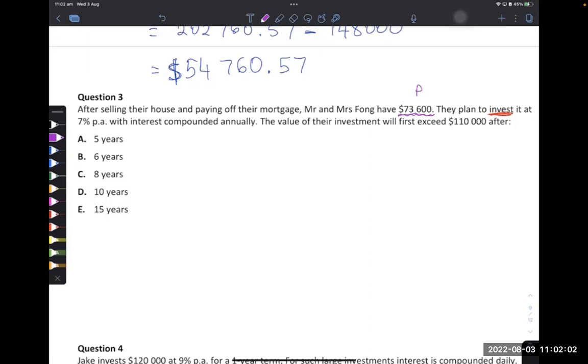At 7% per annum, which is the rate. So that's our little r. And it's compounded annually. What does annually mean? C equals 1, once a year. Okay, excellent. What's the question asking now?